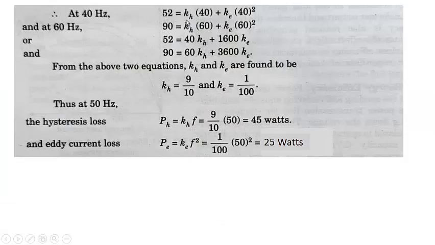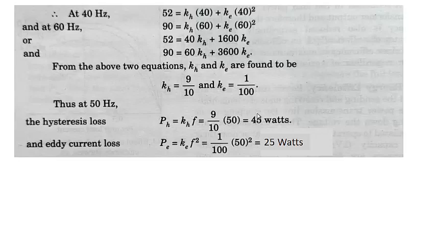At 40 Hertz, 52 is equal to kh into 40 plus ke into 40 square. At 60 Hertz, 90 is equal to kh into 60 plus ke into 60 square, where this is the core loss and this is the frequency. So when you open it up and solve for kh and ke, kh will be equal to 9 by 10 and ke will be equal to 1 by 100. So the hysteresis loss will be kh into f, which is 9 by 10 into 50, that is 45 watts, and ke f square will be equal to 1 by 100 into 50 square, that will be 25 watts.